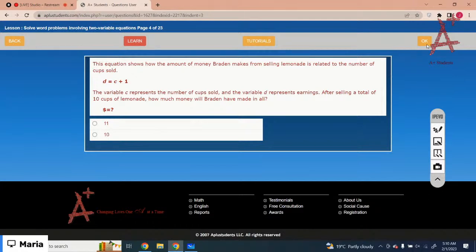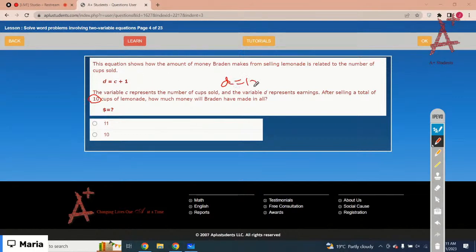So just replace the value of C. He has 10 cups, C equals 10. So just replace the variable C with 10. So it would be D equals 10 plus 1. So 10 plus 1 equals 11. That means after selling 10 cups of lemonade, he has now made a total of $11. Got it?